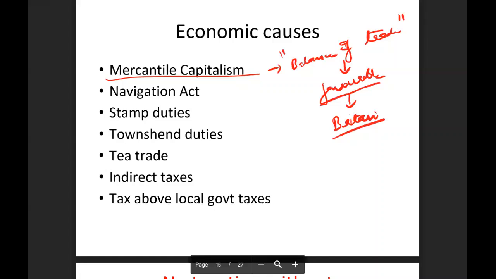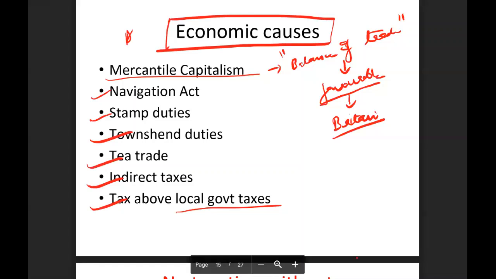The Navigation Act we discussed, stamp duties we discussed, Townshend duties, tea trade we discussed, indirect tax I told you, and tax. All these things are above all. Local government is already imposing tax. Above all these things, all these duties and taxes were imposed. These were the economic causes for the American Revolution to occur.